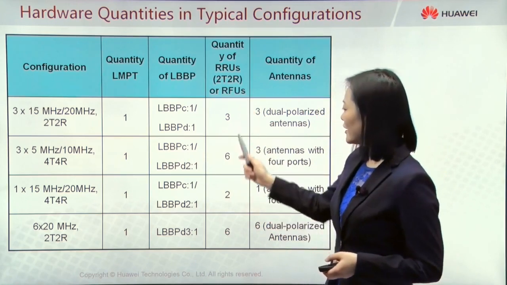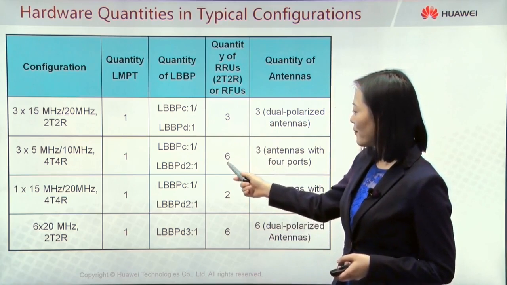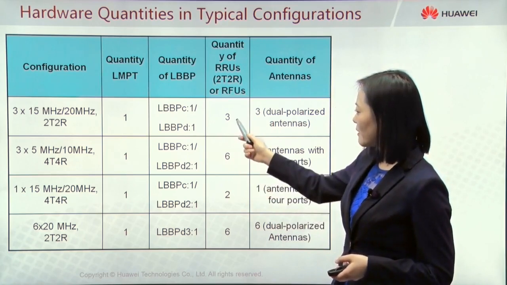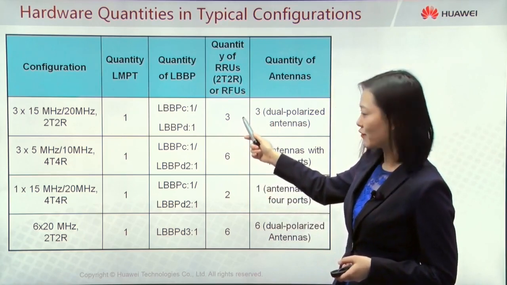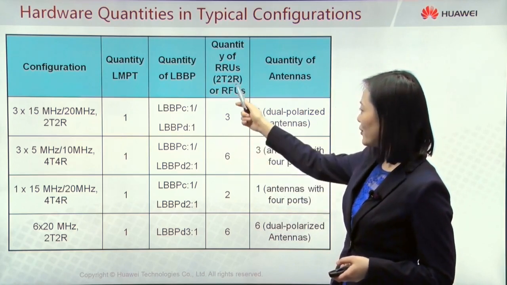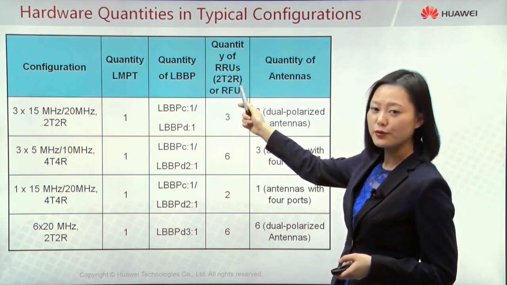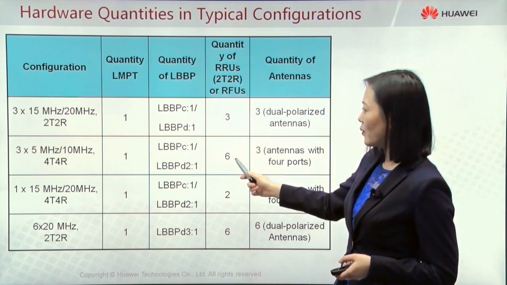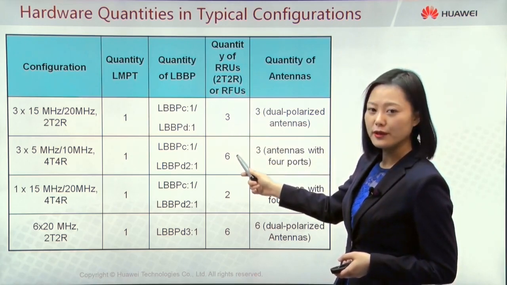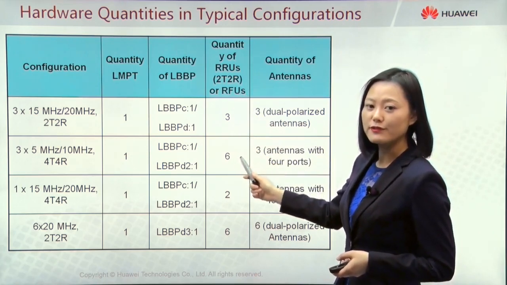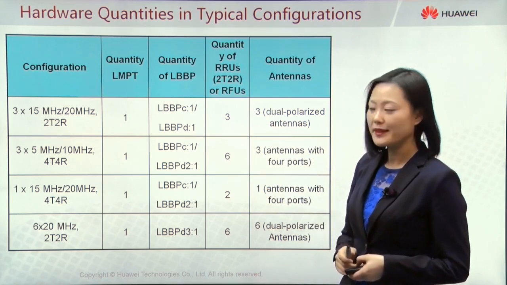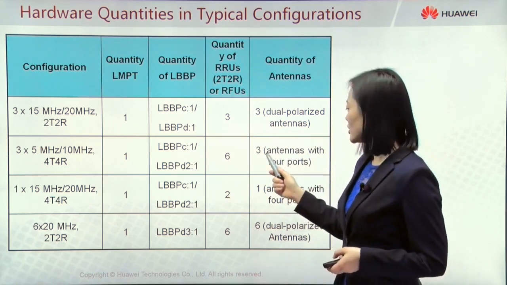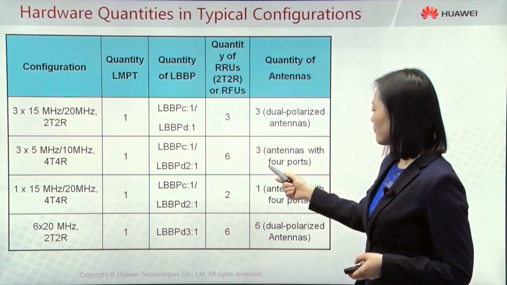For the RF unit, here we need number 6, double the number compared with the first site configuration, because the RFU is 2T2R RFU, so for each cell we need 2 RFUs combined together to support 4T4R configuration. And for the antenna we need to choose another type with 4 ports.